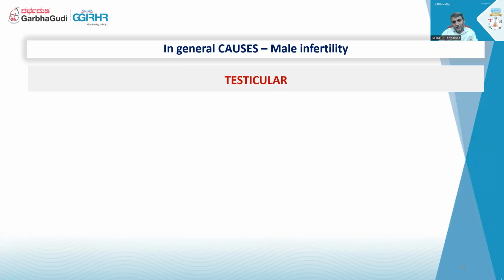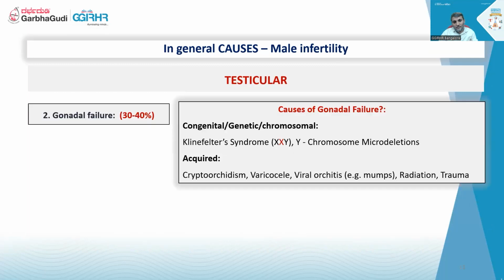Coming to testicular causes, which are 30 to 40%, they can be chromosomal or acquired. Chromosomal causes include Klinefelter syndrome and Y chromosome microdeletion. Acquired causes include cryptorchidism, varicocele, viral orchitis, for example mumps, radiation, and trauma. So these are the testicular causes, meaning the causes are in the testes.